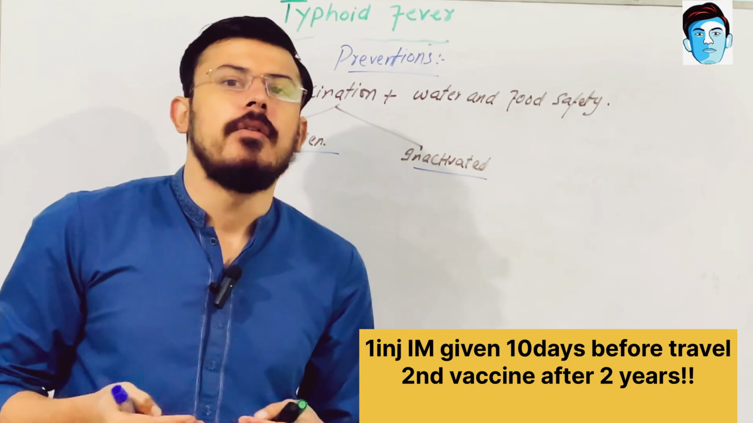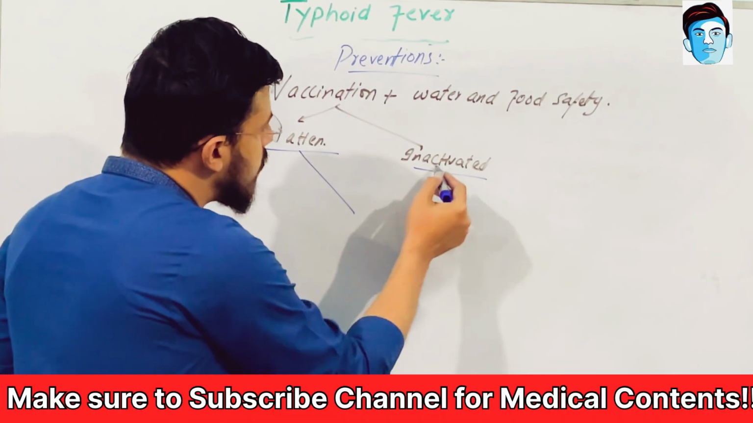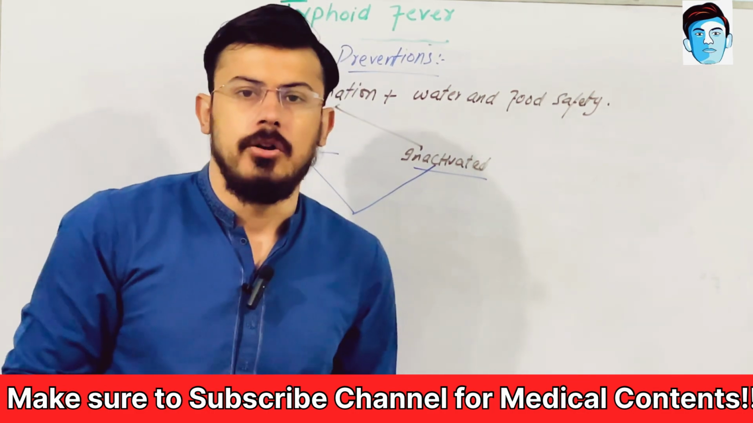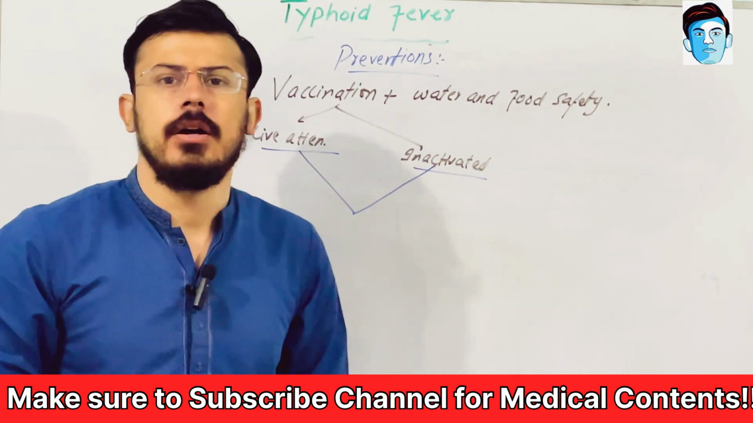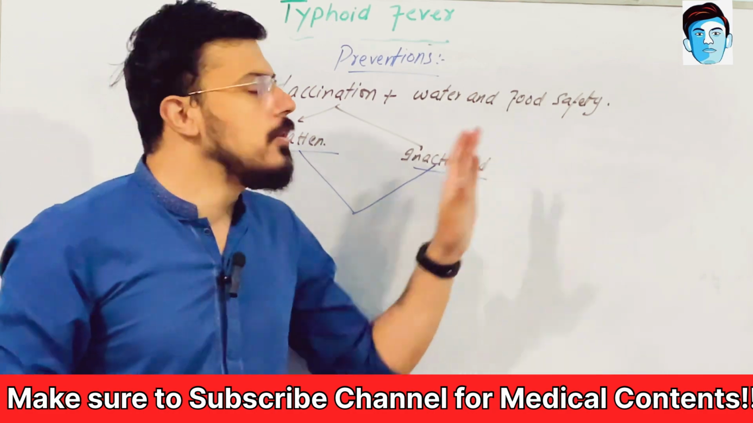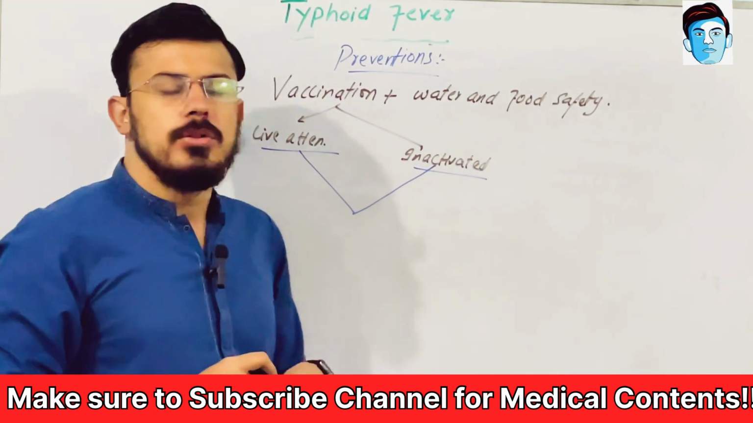The vaccine is given again after 2 years. Please keep in mind that the live attenuated vaccine and inactivated vaccine do not give lifelong immunity, and that's the reason that in case of typhoid, vaccination is not only important, but along with vaccination, water and food safety is also important. So students, that's all about typhoid fever.